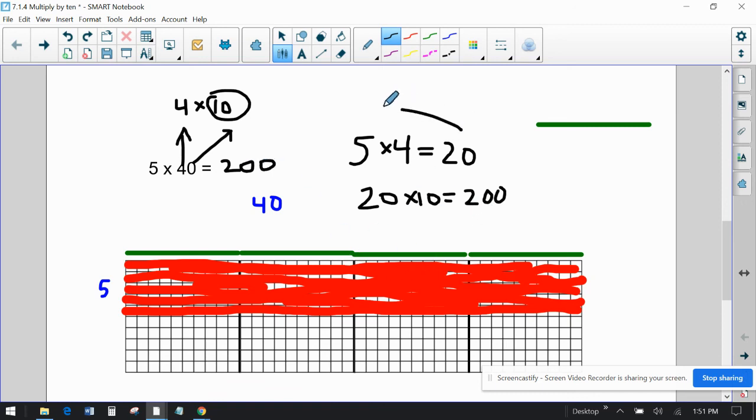In my opinion, this is probably the simplest way. But you can definitely are going to need to be able to represent it on a grid like this where there's 5 rows of 40.